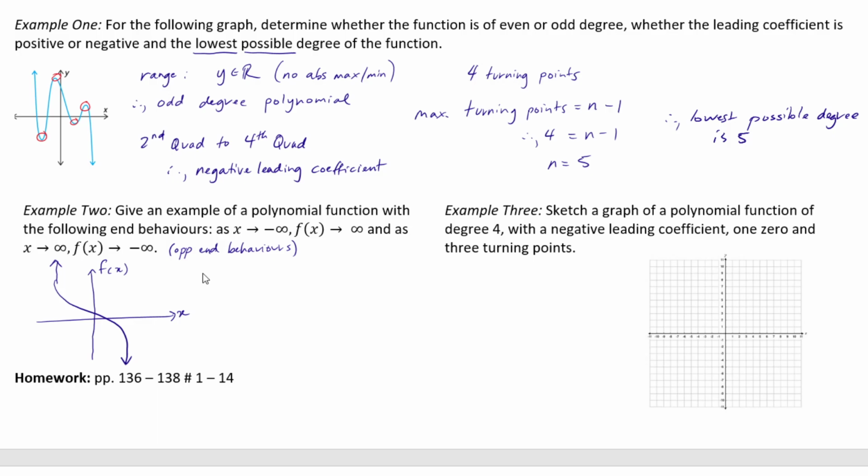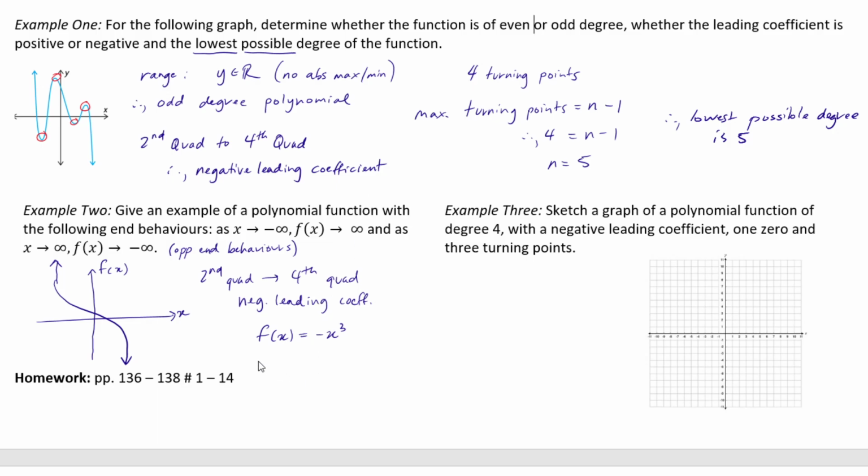But because it is going from the second quadrant to the fourth quadrant, that tells me that I have to have a negative leading coefficient. So basically what I need right now is an odd degree polynomial with a negative leading coefficient. So the following could work. f of x is equal to negative x cubed, which kind of matches the graph that I gave there.